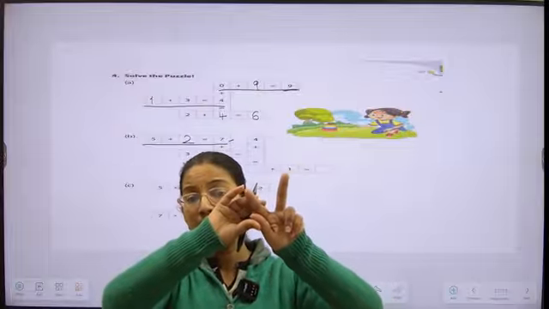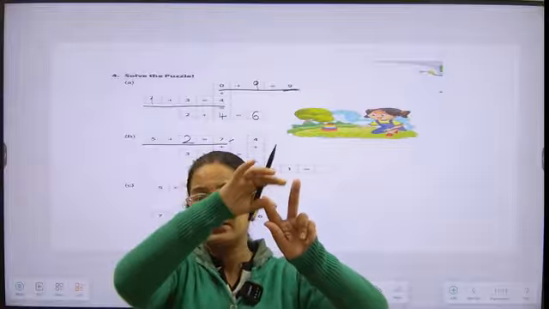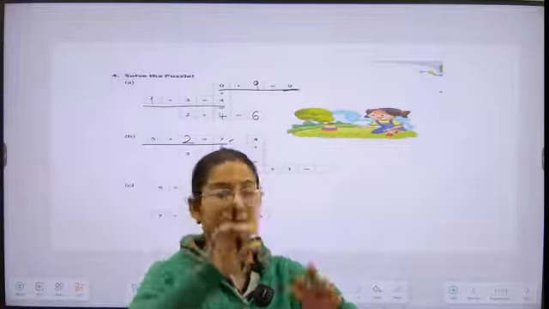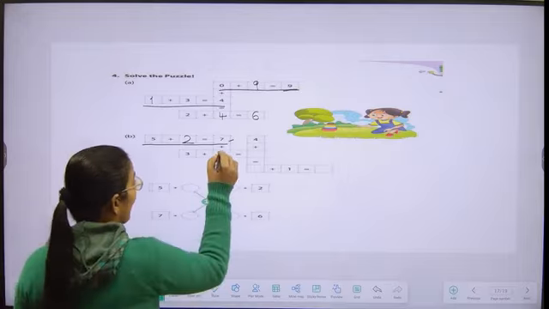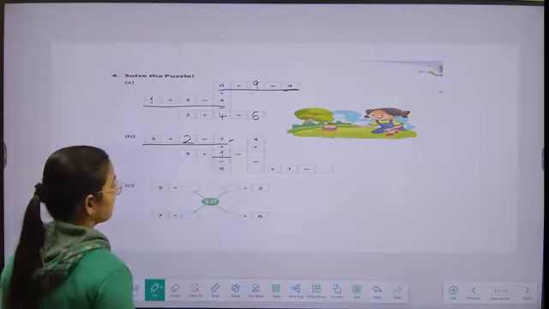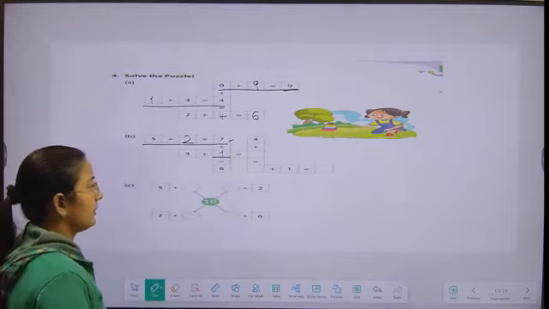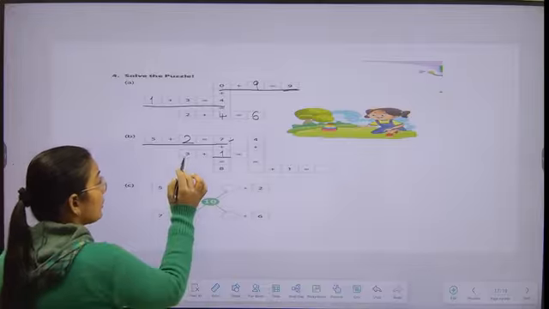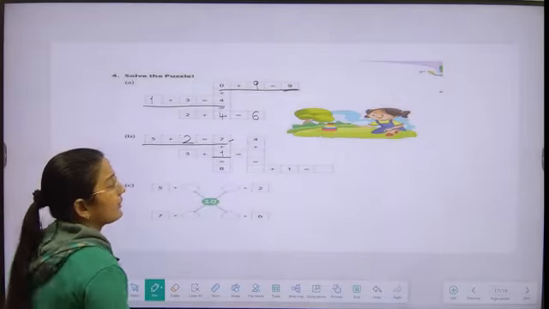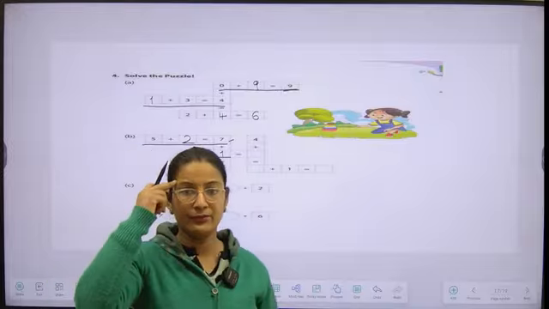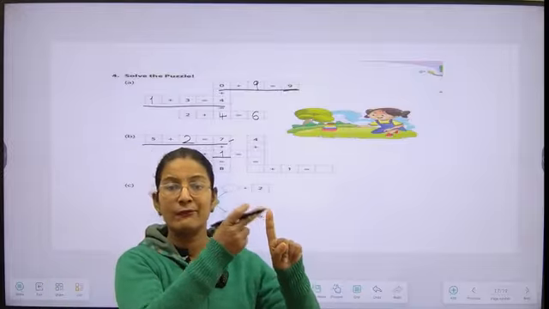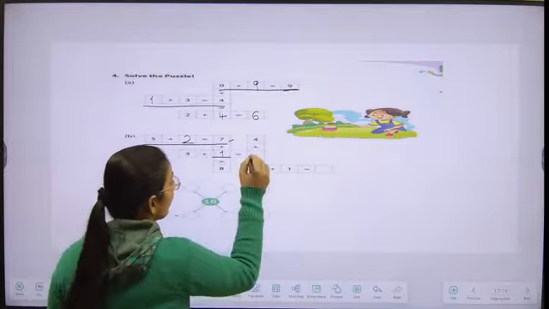अब मैं 7 में क्या और add करूँ? I will make a 8. I have to add just 1. So what we have to do? You have to write just 1 over here. Now after this, you have to add 3, add 1. So 3 in mind, 1 on finger, 3 plus 1, 4. So you have to write 4 over here.